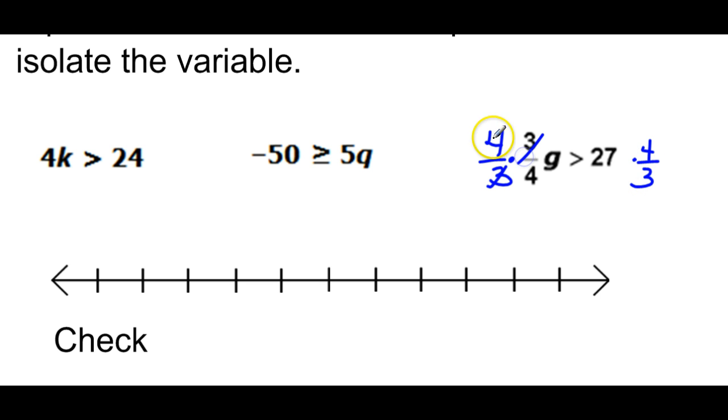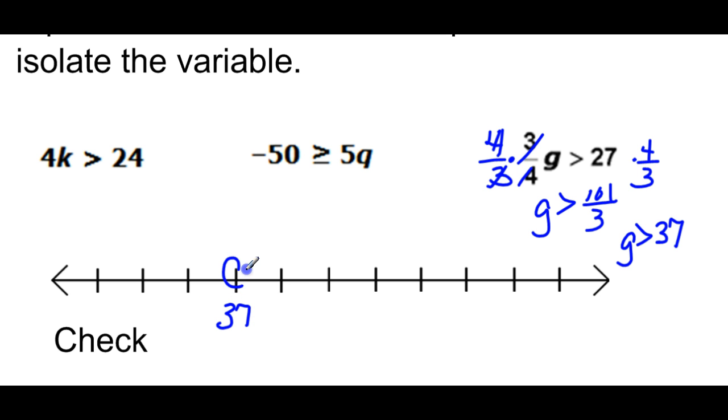Okay, for this next one, we're going to multiply both sides by 4/3. Okay? These are going to cancel out, and that's going to give me G is greater than, that's 8, 9, 101 over 3, which is, what, 37? So G is greater than 37. So I find 37. We'll just let 37 be right here. Open circle, arrow going this way.